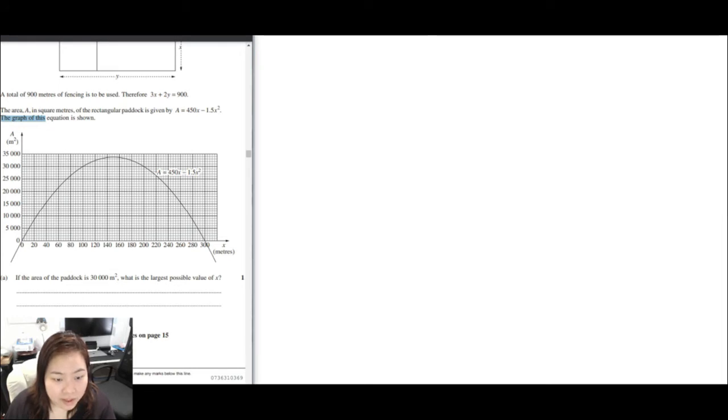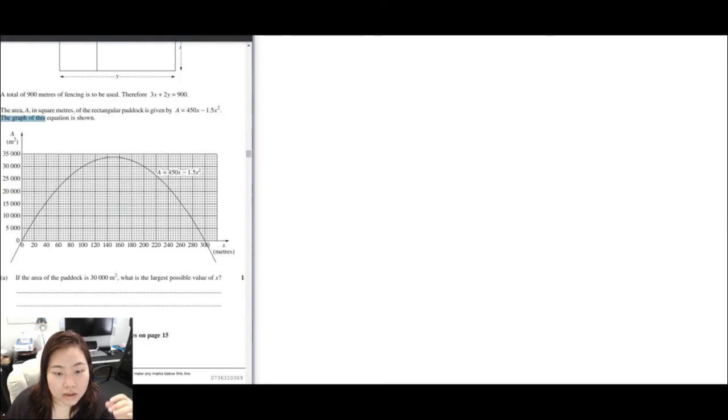A, if the area of the paddock is 30,000 meters squared, what is the largest possible value of x? 200. 200 meters. This is too simple. 30,000 square meters. What is the largest possible value of x? 200 meters. Yeah, okay. Why do they never put the units on there? There should be meters.